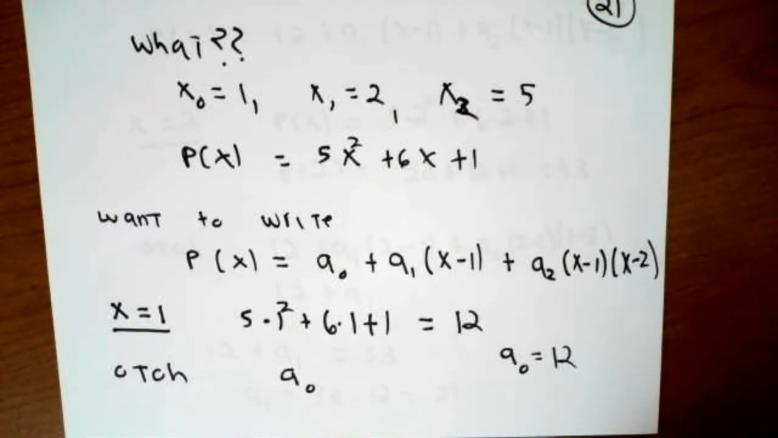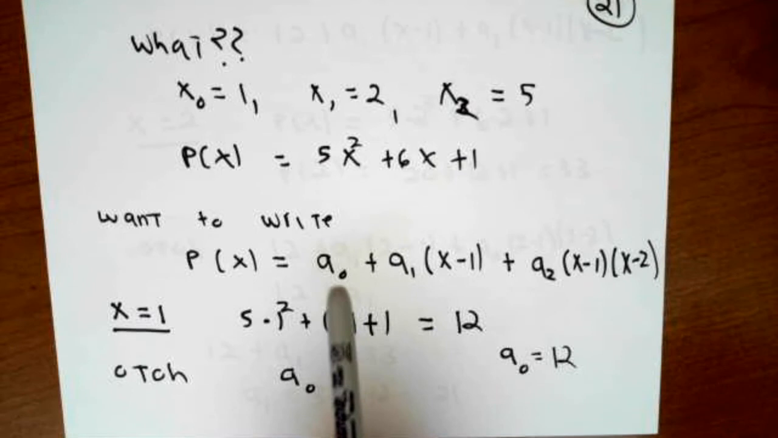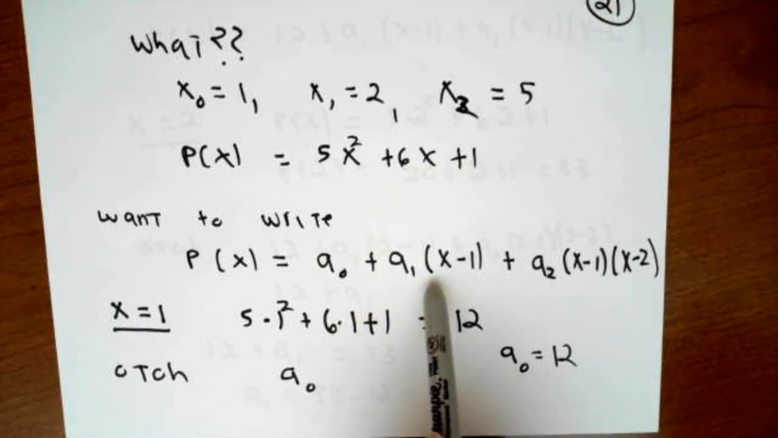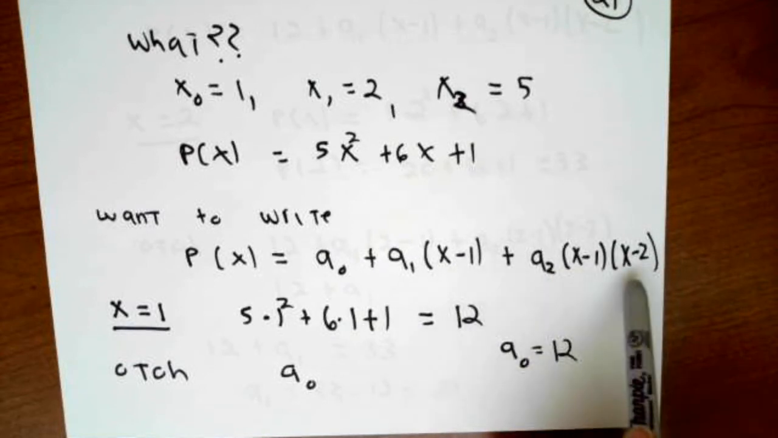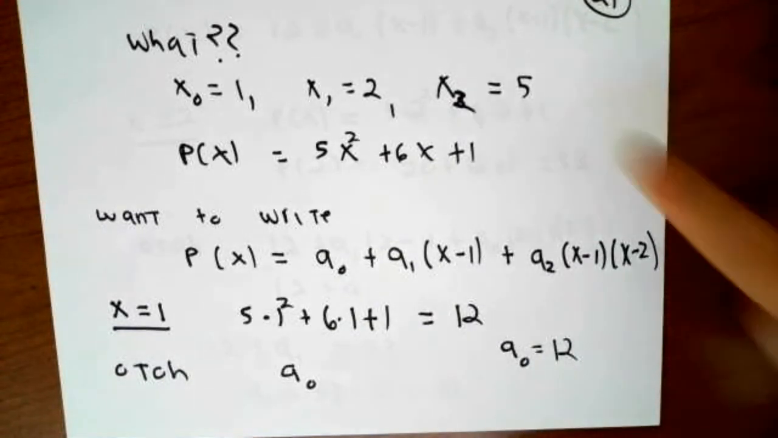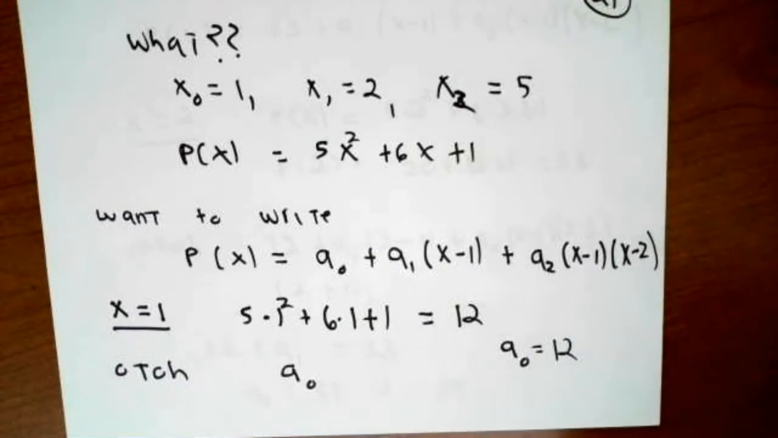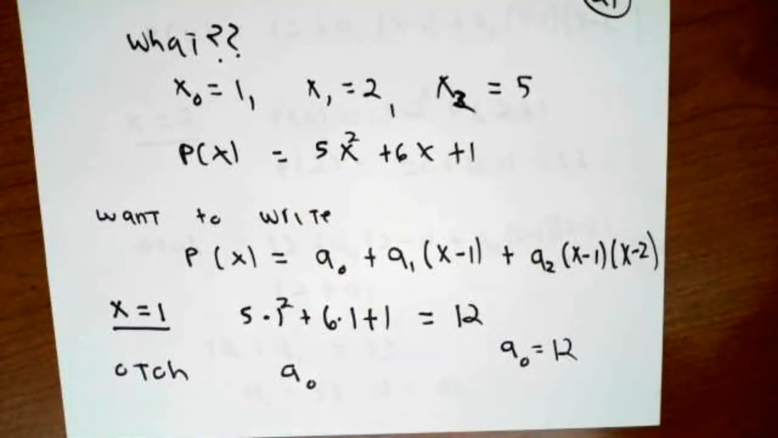I picked these numbers at random out of thin air because I want to show you that you can write this polynomial as a0 plus a1 times x minus 1 plus a2 times x minus 1 times x minus 2. This is a polynomial of degree 2 or less. There is exactly one polynomial that will interpolate this data. One of them, obviously, is 5x squared plus 6x plus 1.